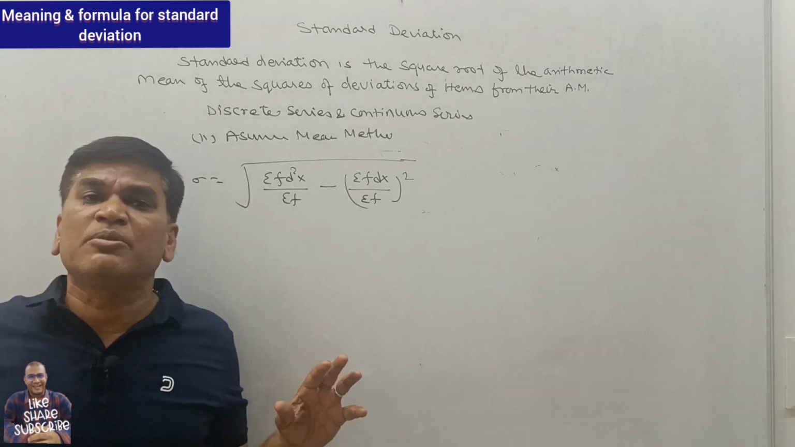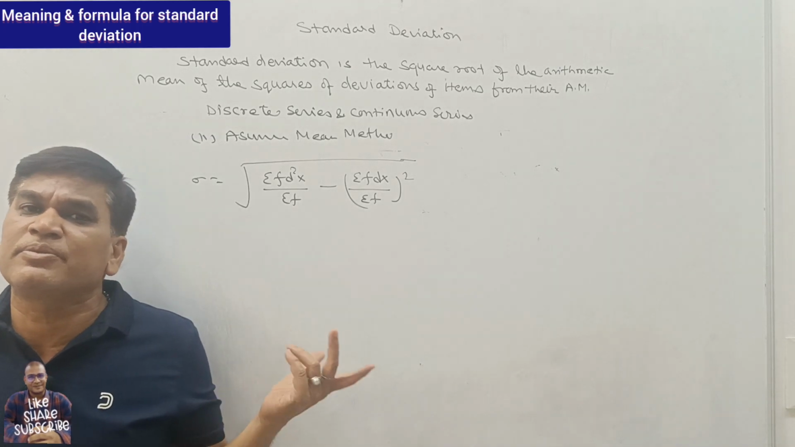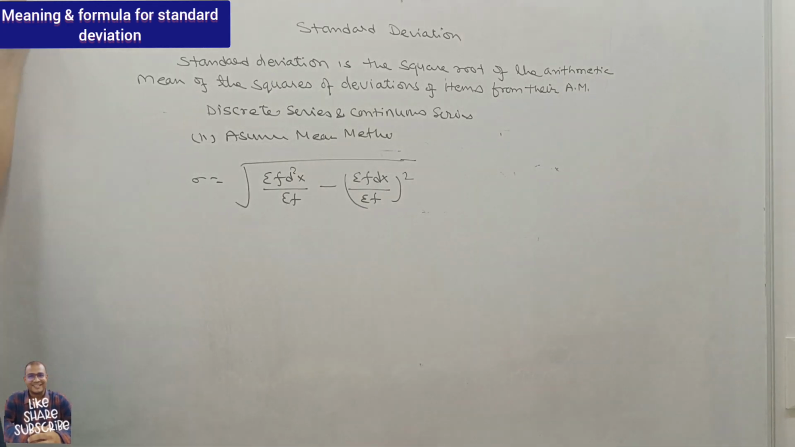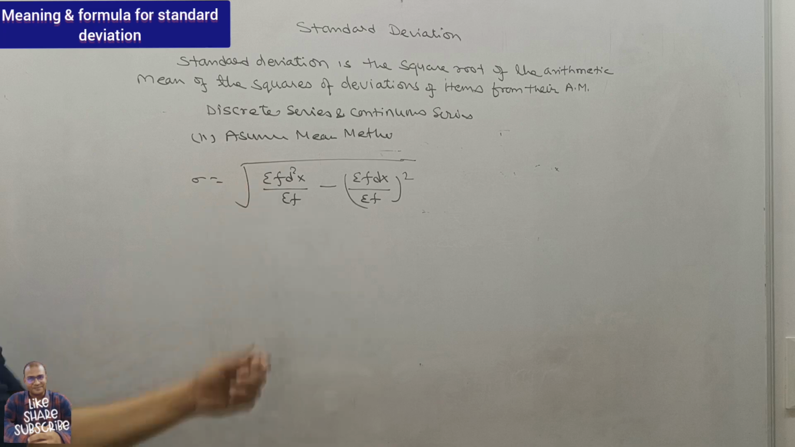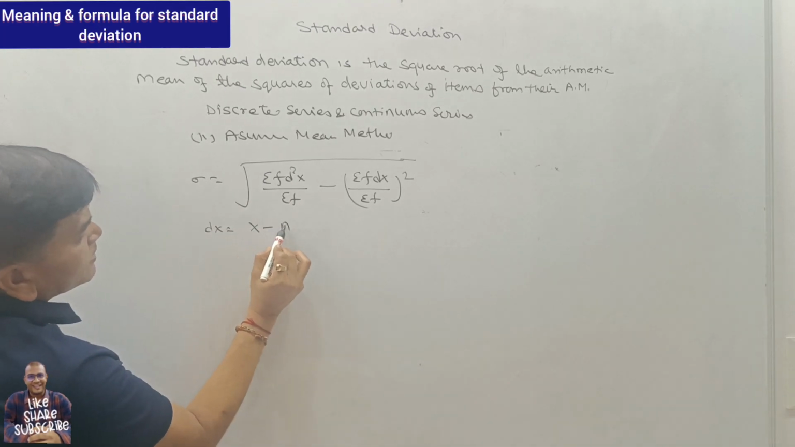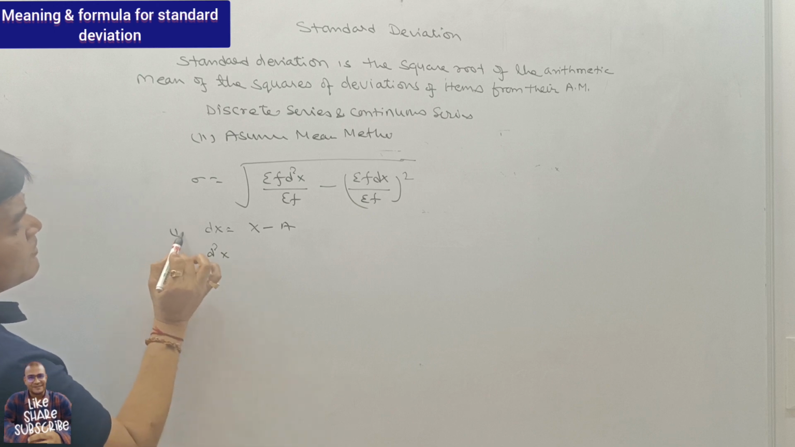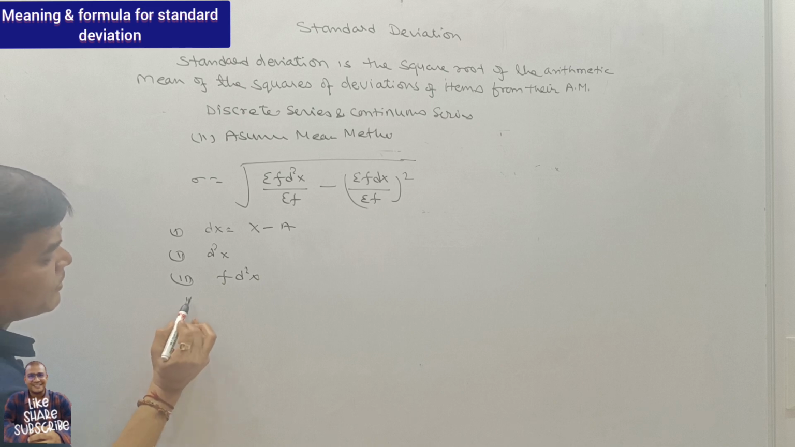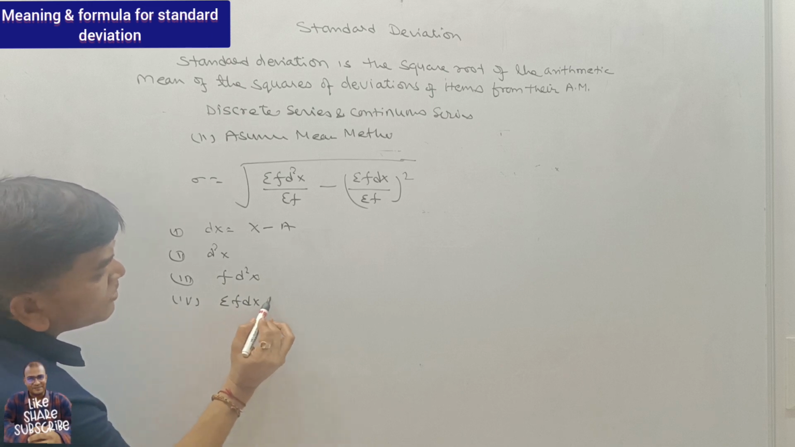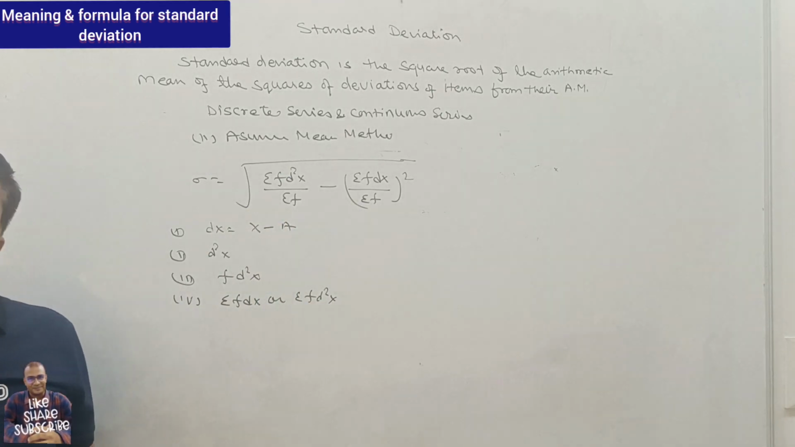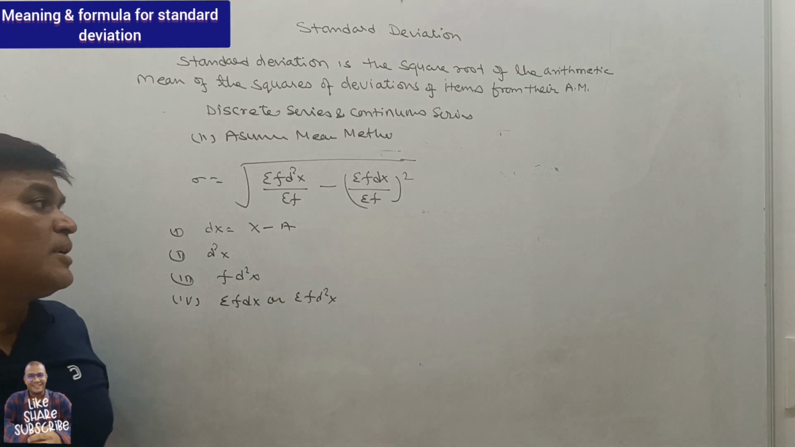Already we are allowed a calculator in examination, so we don't require the step deviation method or the other methods. So for the assumed mean method, standard deviation is the square root of sigma f d square x divided by sigma f, minus sigma f dx divided by sigma f, whole squared. For taking dx, we have already discussed, x minus assumed mean, then d square x, then f dx and f d square x, having sigma f dx and sigma f d square x, and then we will use this formula and very easily we can calculate the standard deviation value.